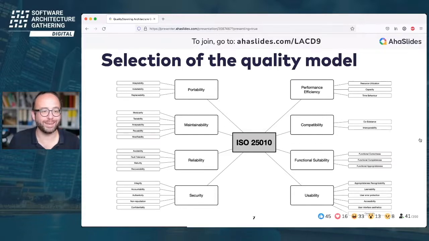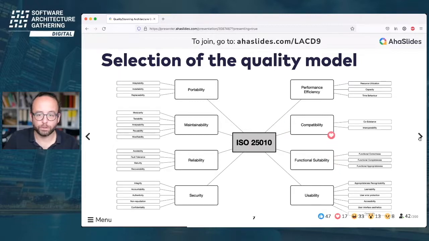Of course, you can decide that some of those categories are not relevant to you. That's fair enough, that's totally okay. But it gives you some guidance, and it gives you a structure. Most of those quality models that I know of have top tier categories and some subcategories with descriptions on them. You should have that at hand.